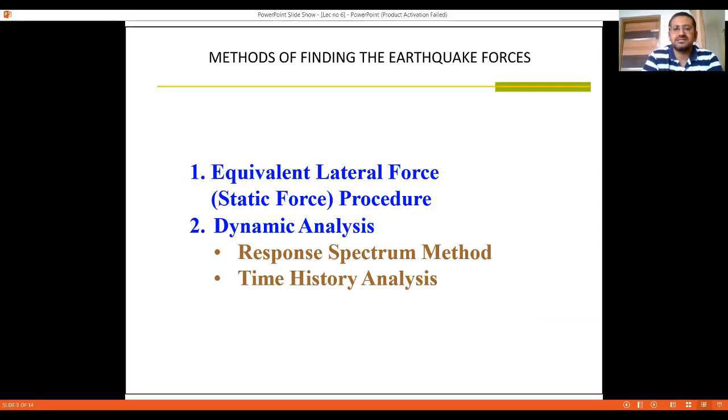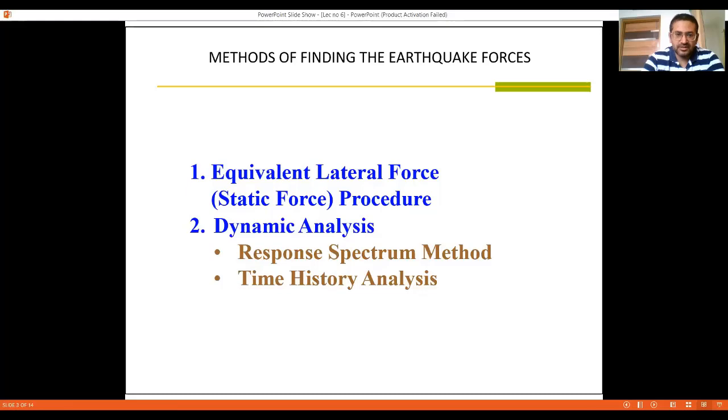Now, as the name suggests, the static method is one where the time component will not be there. Whereas in dynamic analysis, the time component will be there because the change in the value of the forces with respect to time is anticipated, right? If you want to calculate based on the static procedure, it can be calculated by the equivalent lateral force method. And if you want to calculate the forces based on dynamic analysis, then two methods are proposed: first is the response spectrum method, and the second is the time history.